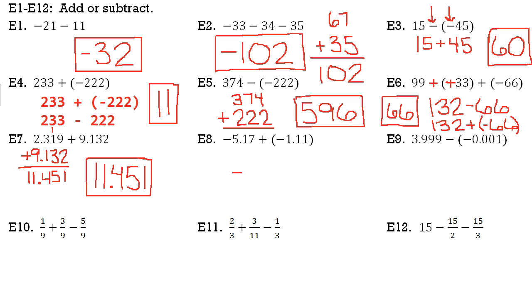In this case, there's no carrying, there's nothing that needs to be done extra, so I'm pretty much just going to go through this and do it in my head, and I'm going to get that. So if you owe $5 and then you owe another $1, now you owe $6, so that seems pretty reasonable to me. All right, example number 9.